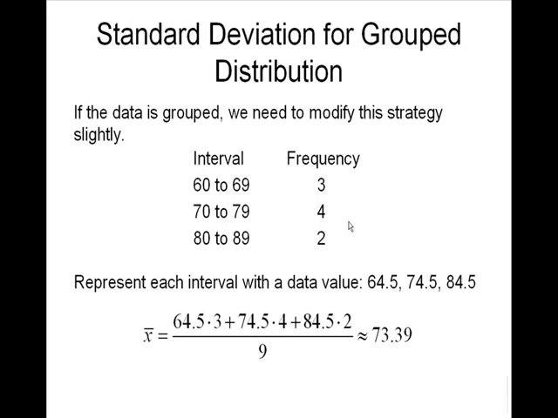The first thing I need to do is, because I'm going to be calculating the deviation from the mean, I need to figure out what the mean is. So I take 64.5 times 3 plus 74.5 times 4 plus 84.5 times 2, add those all up, and then I divide by 9. Notice here I'm actually dividing by the total number, not one less. You do the one less when you're dealing with the variance and the standard deviation for a sample. So working this out gives me an answer of approximately 73.39.